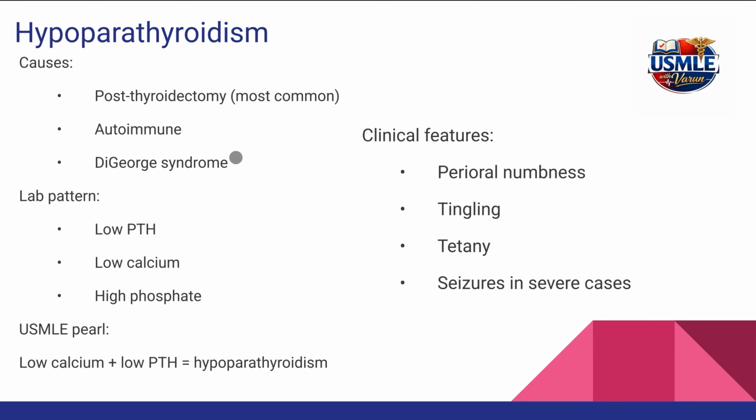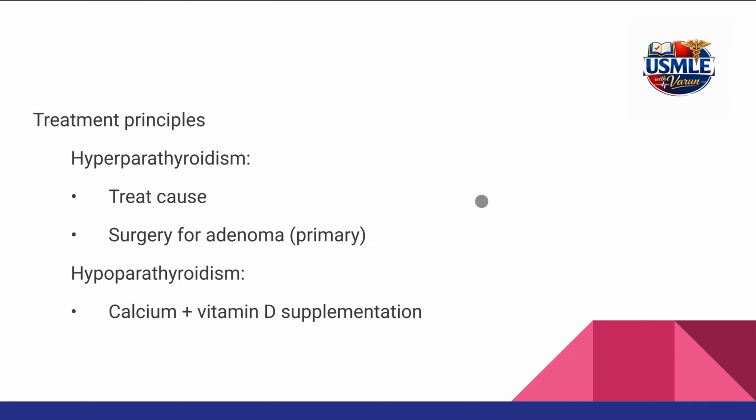Hypoparathyroidism is most common after thyroid surgery. The labs show low PTH, low calcium, and high phosphate, with tetany and tingling. Post-thyroidectomy is the most common cause, followed by autoimmune and DiGeorge syndrome: low calcium plus low PTH means hypoparathyroidism. The clinical features include perioral numbness, tingling, tetany, and seizures in severe cases. For hyperparathyroidism, treatment includes first treating the cause, and then surgery for adenoma, whereas in hypoparathyroidism, the mainstay of treatment is calcium and vitamin D supplementation.